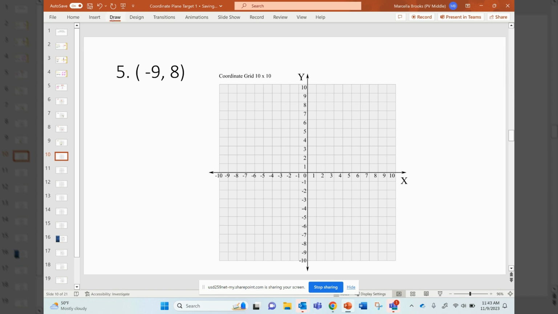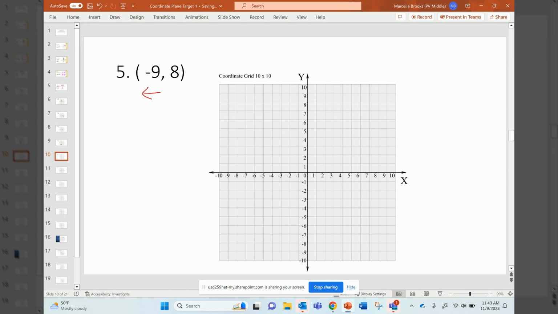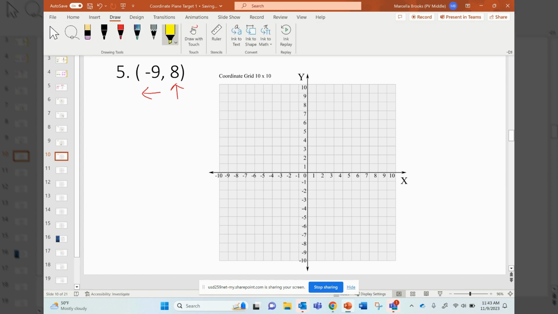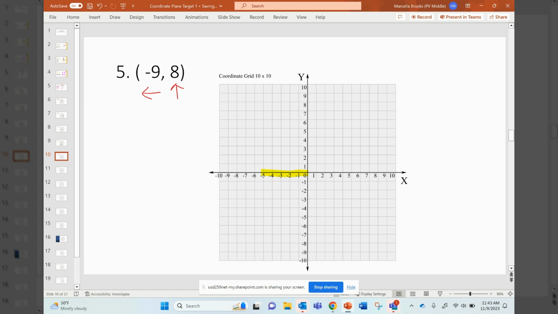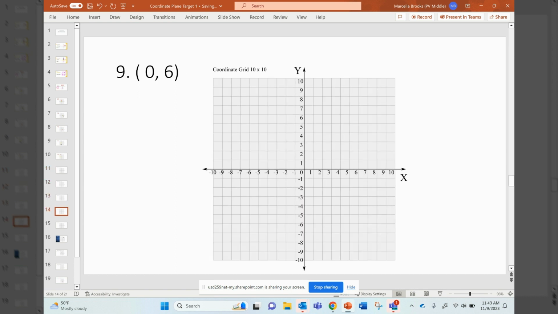This one, it's a -9, so I go left 9 and up 8. So let's get my highlighter. Going left 9 and up to 8, which is kind of hard to do. And then we put our point. -9, 8. All right, so see if you can do 6, 7, 8, 9, and 10.